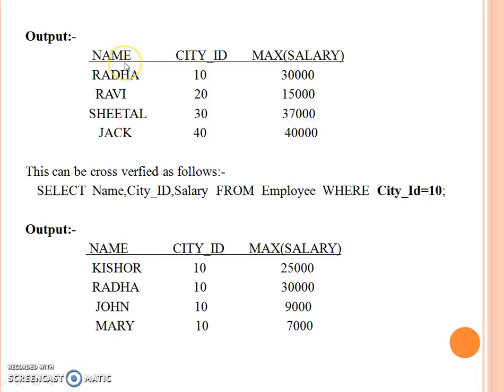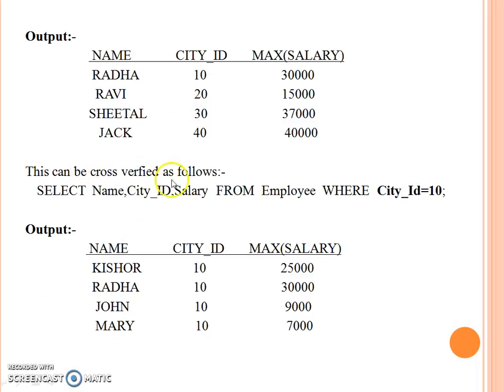The output of this SQL statement would be Radha to Jack, and for each of the city IDs, by default the system has sorted in ascending order: 10, 20, 30, 40. For city ID number 10, the person named Radha is getting the maximum salary. That was the GROUP BY clause, which has grouped our cities under a particular column, city_ID, with no duplicate values.